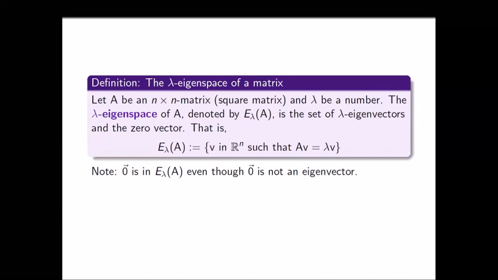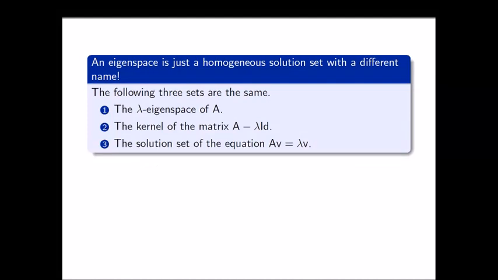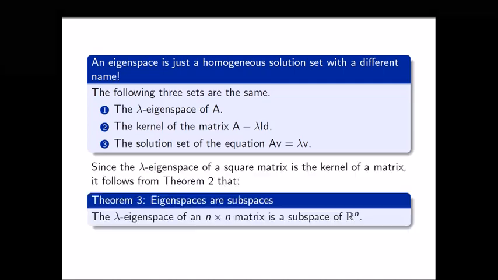Now, it is important to remember that the lambda eigenspace of A can also be described as the kernel of the matrix A minus lambda I, and the solution set of the equation Av equal to lambda v. So now, because it is the kernel of a matrix, and because by theorem 2, kernels are subspaces of Rn, we conclude that the lambda eigenspace of any square matrix is also a subspace of Rn.